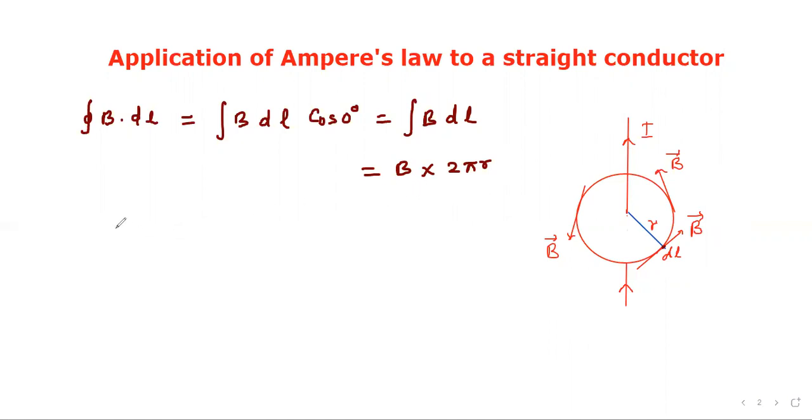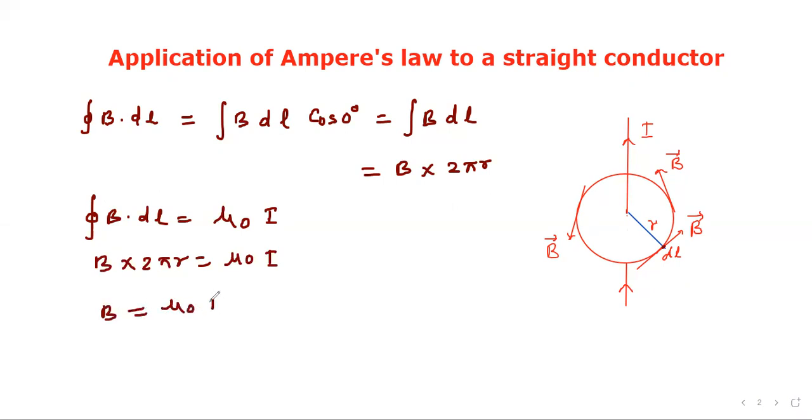So we have got integration B dot dl as B into 2 pi r, and we know that integration B dot dl equals mu naught I. So we can say B into 2 pi r equals mu naught I, from where we can get B equal to mu naught I divided by 2 pi r.